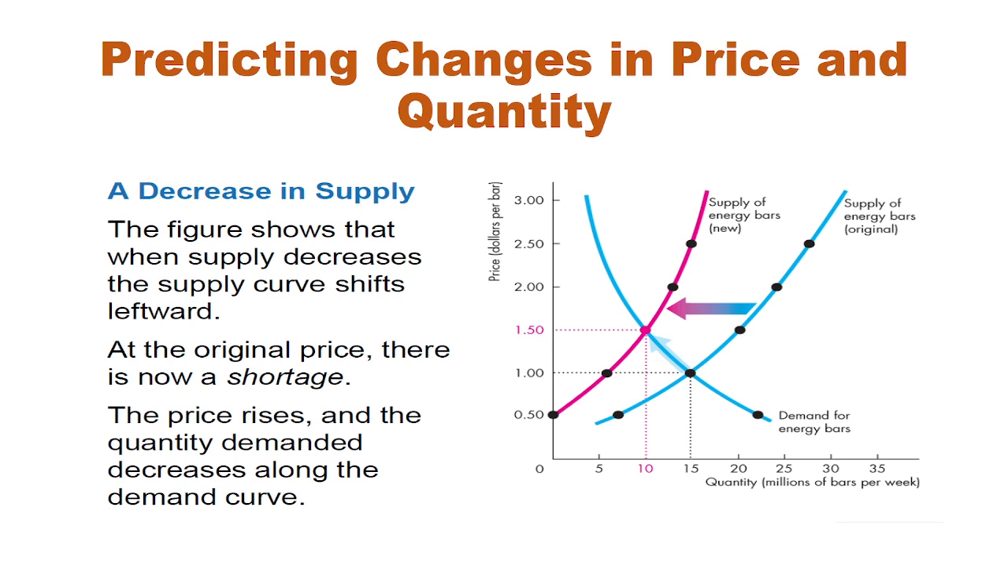The next condition takes place when a decrease in supply occurs, and a decrease in supply shifts the supply curve to the left. The figure shows that when the supply decreases, the supply curve shifts to the left, and at the original price, there is a shortage right now, because at the new point the amount of demand is more than supply. So the shortage pushes the price up from $1 to $1.50. And the new equilibrium price is where the new supply curve meets the original demand curve.